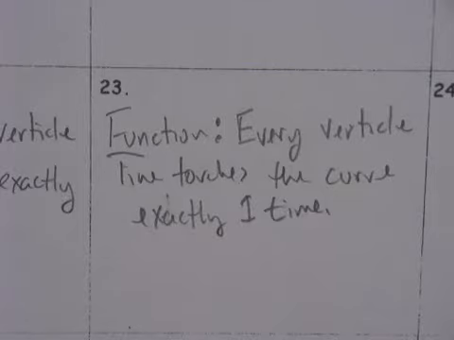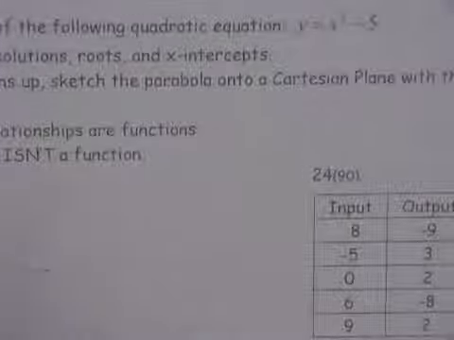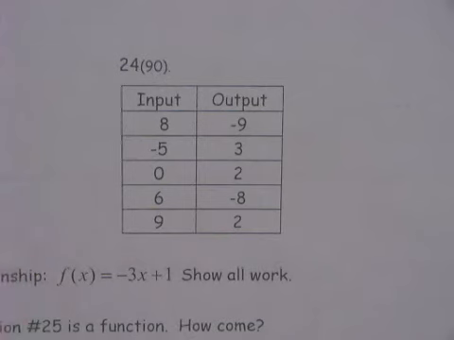So let's go to number 24. Sorry about that. And here we go. We got an input-output table. Well, all we have to do is figure out whether or not this is a function, and then I'm going to modify the directions real quick. So kind of alert, if you're not tuning in, change in directions here.